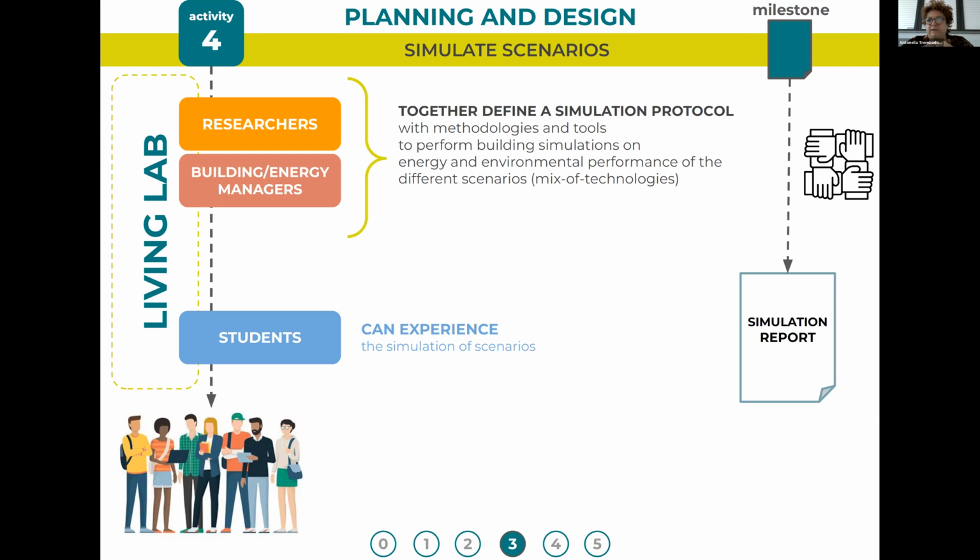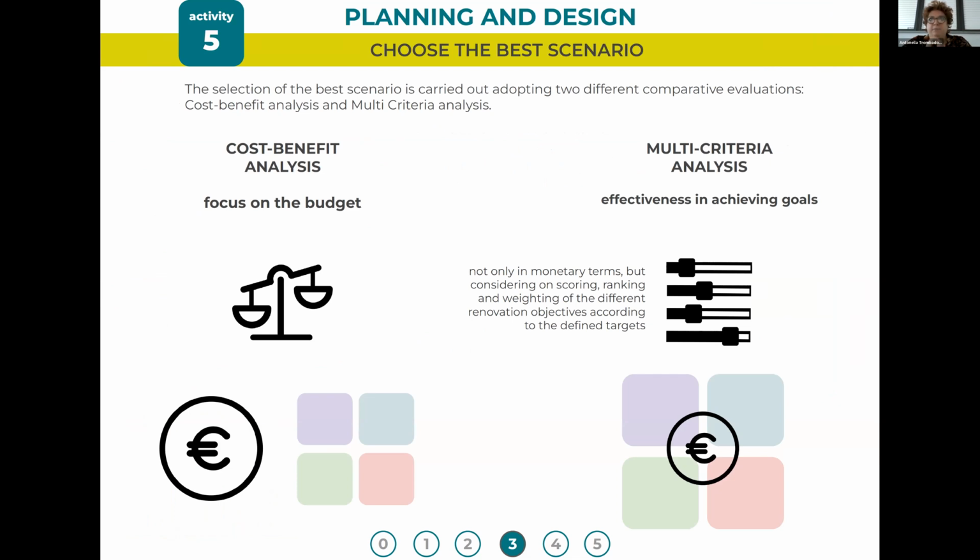Students, we can learn from this activity. They can take some experience investigating, of course, the tool, and understanding the value and the deep importance of the scenarios. But how is it possible to choose the best scenario? So we have 1, 2, 3 different mixes of technologies. And which are the criteria to select the scenarios?